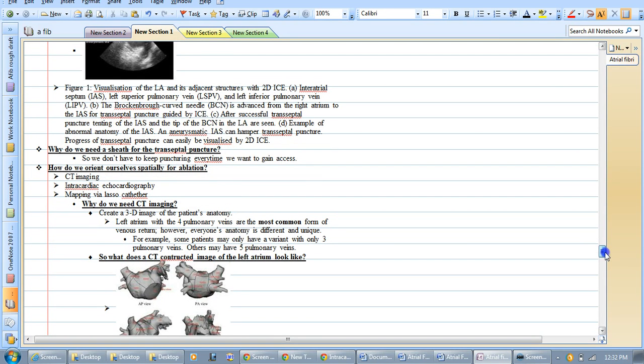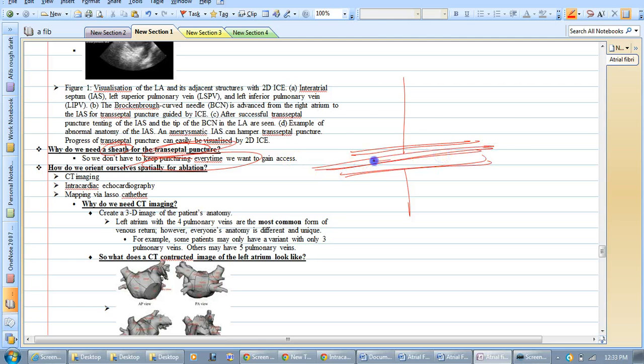So just really quick, one thing that we need to also consider is the use of a sheath. Why do we actually need a sheath for transseptal puncture? Well, just like any other procedure where we're passing equipment, we want to minimize the number of puncture sites, right? So by having a straw, or sheath, excuse me, which is essentially a straw, we have continual access without having to put in multiple holes. So a sheath is a good thing.